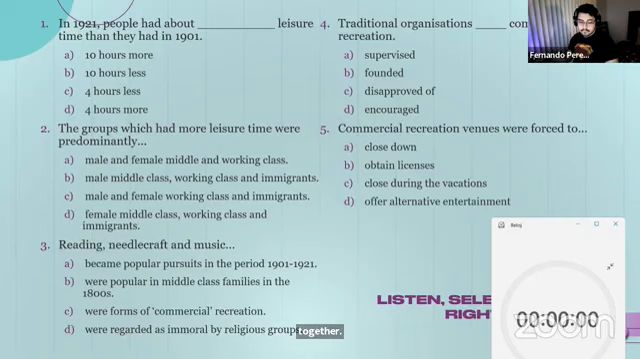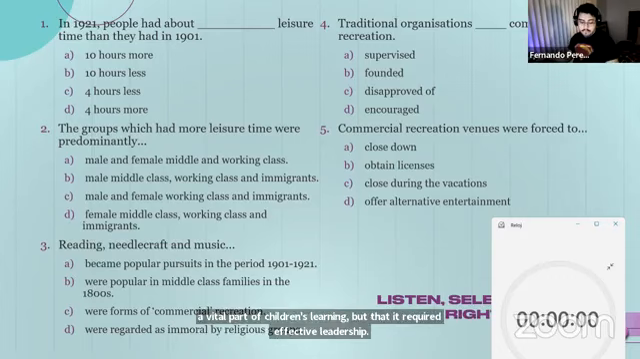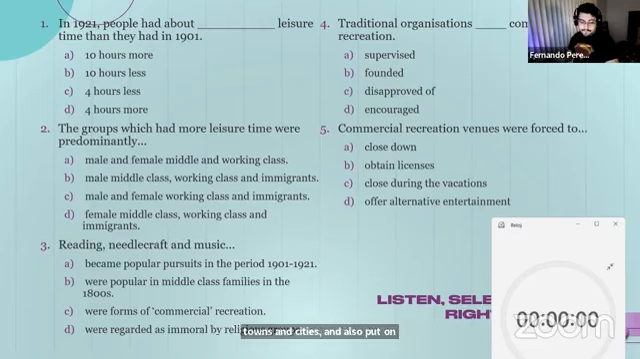The Playground Association of America, however, acknowledged that play was important and necessary, and a vital part of children's learning, but that it required effective leadership. The organization worked nationwide to develop playgrounds in towns and cities, and also put on recreational programs, as well as running courses to train adults in effective play leadership.